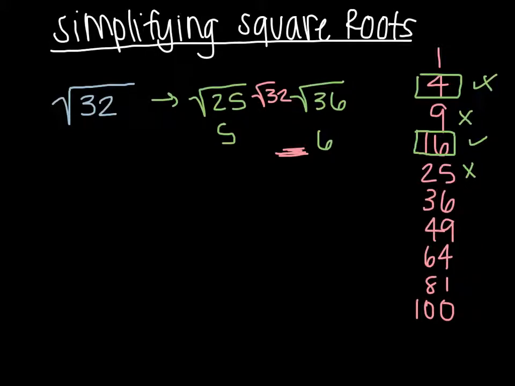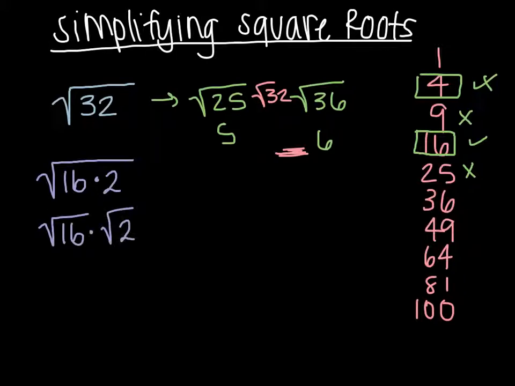We're going to say that the root of 32 is the same as the square root of 16 times 2. 16 is a factor of 32 because 16 times 2 is 32. Now what you can do is break up this radical and say that that's the square root of 16 times the square root of 2. Now you know the square root of 16. The square root of 16 is 4. So your simplification here is 4 square root 2.